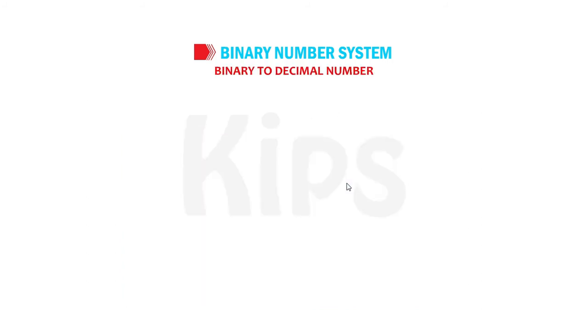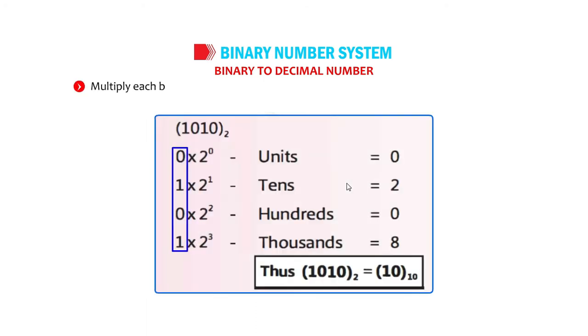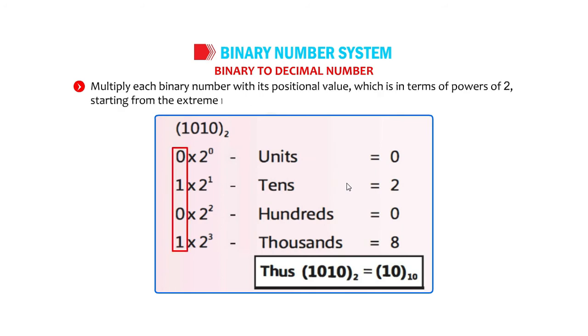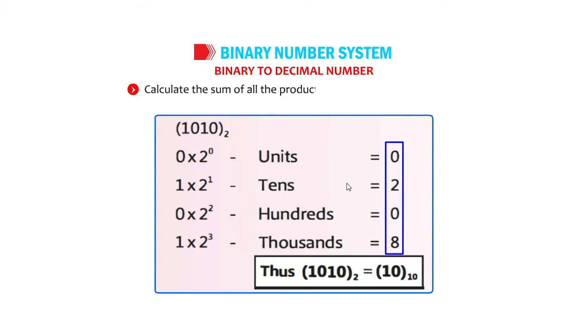Now we should learn how to convert binary to decimal number. To convert a binary number into a decimal number, follow the steps given on the next page. Multiply each binary digit with its positional value, which is in terms of powers of 2, starting from the extreme right digit. Increase the power one by one, keeping the base fixed as 2. Calculate the sum of all products to get the decimal number.